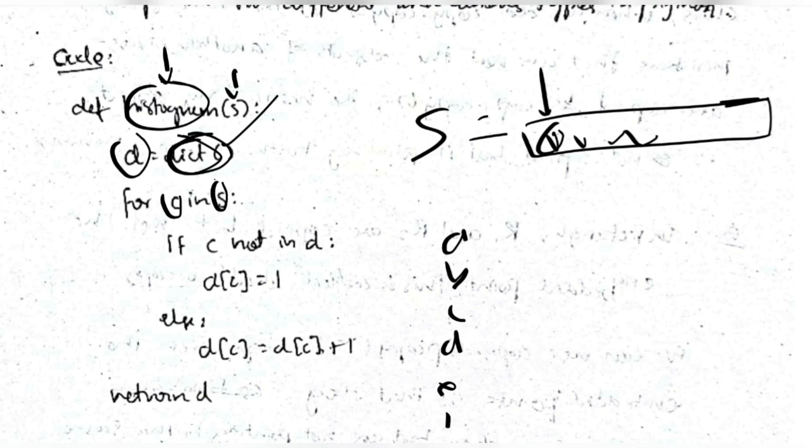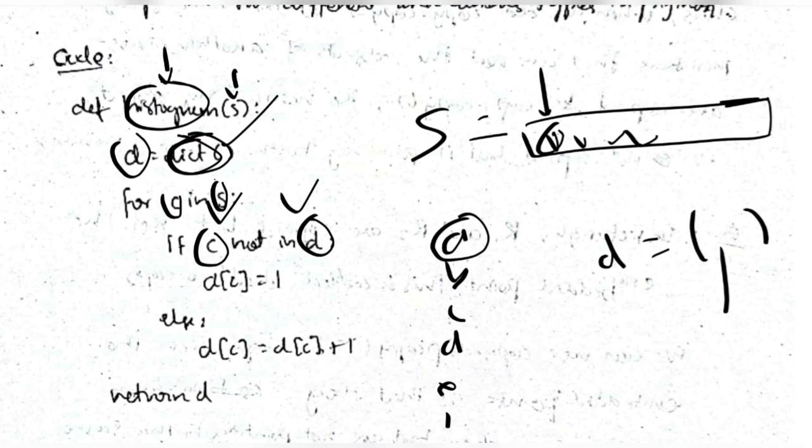For each letter in s, I am checking: if c is not in d. Initially d will be empty. Assume the first letter is a. If a is not present in d, then what you do is d of c is equal to 1. D of c means add a here and above that write 1. Let's move on to the next letter, b. If the next letter is b, I'll add b also, and I'll write 1.